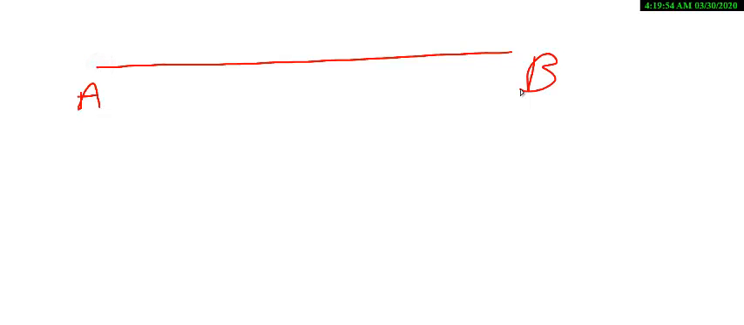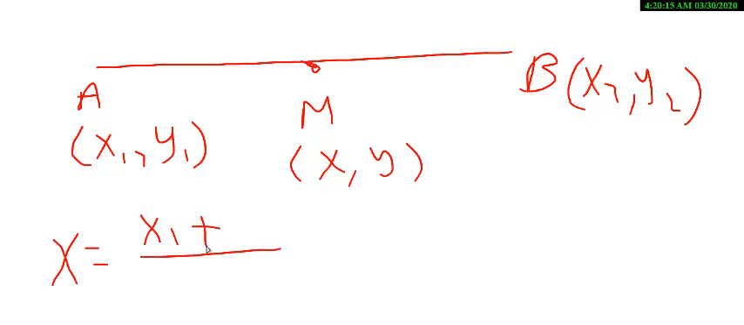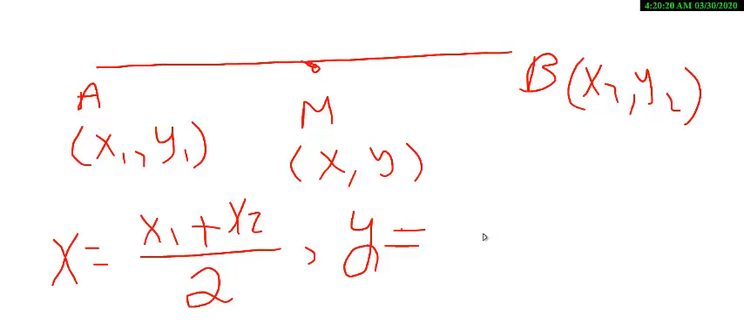For any segment, say that I have a segment AB. This segment has a midpoint M. B has coordinates x2, y2, and A has coordinates x1, y1, and the midpoint has coordinates x and y. How do we get the x and y coordinates of the midpoint? The x coordinate will be the sum of x1 plus x2 over 2, and the y coordinate for the midpoint will be the same, which is y1 plus y2 over 2.